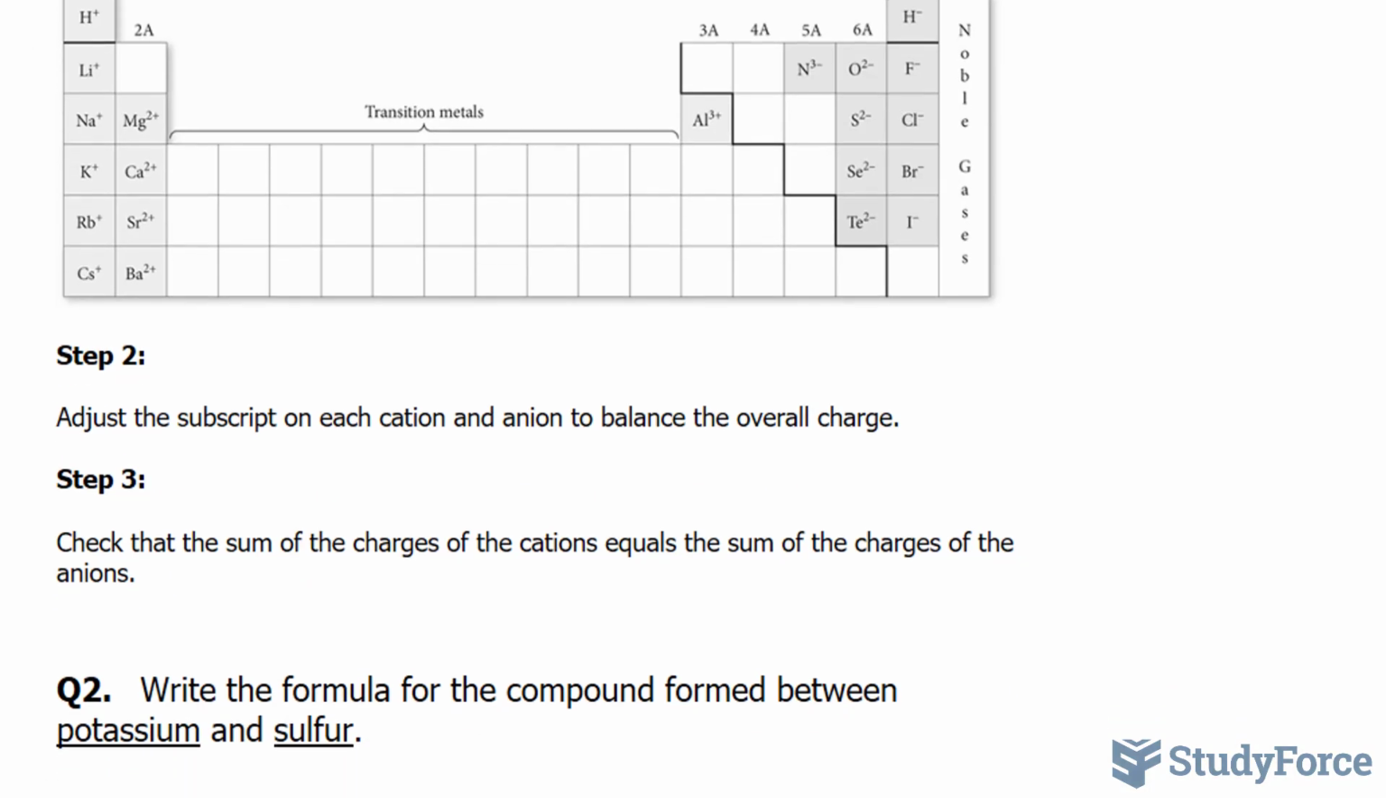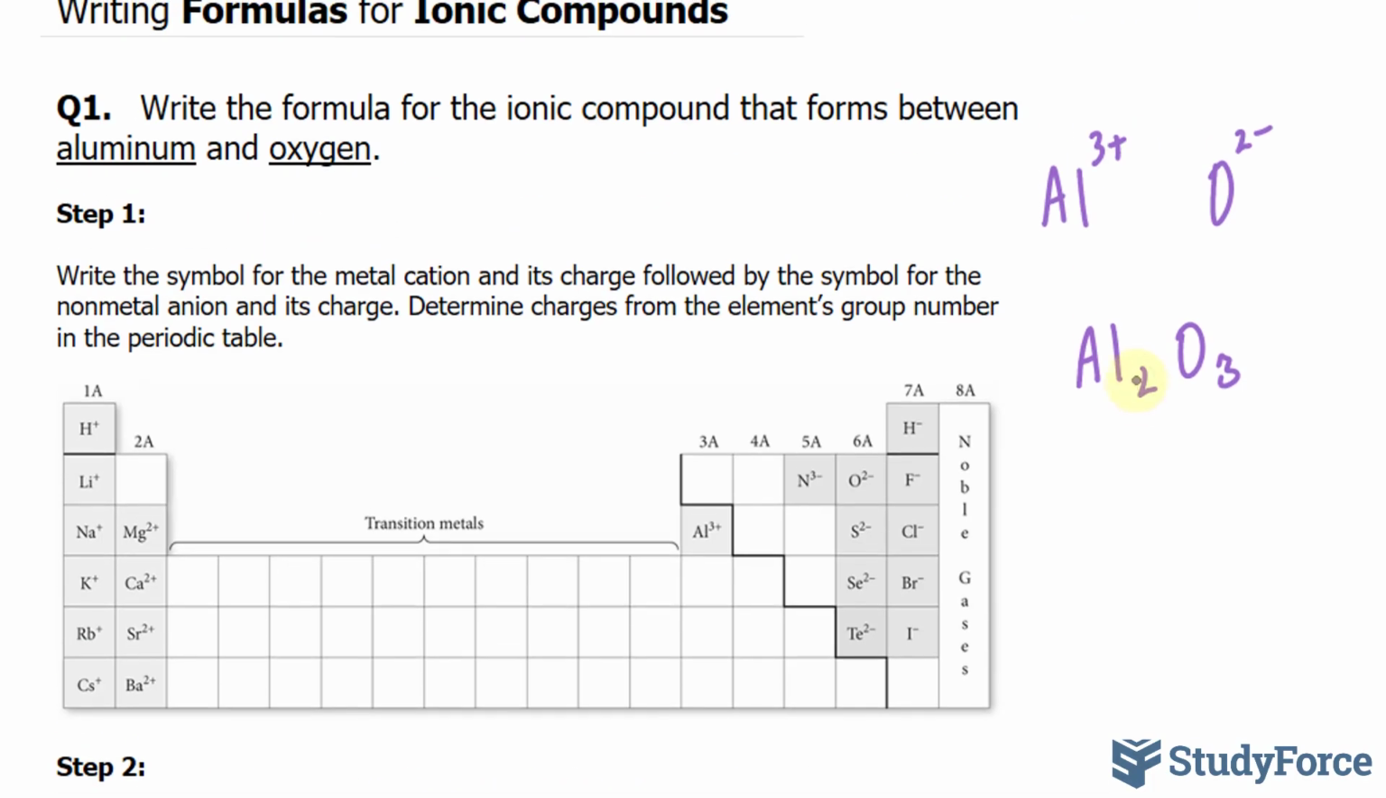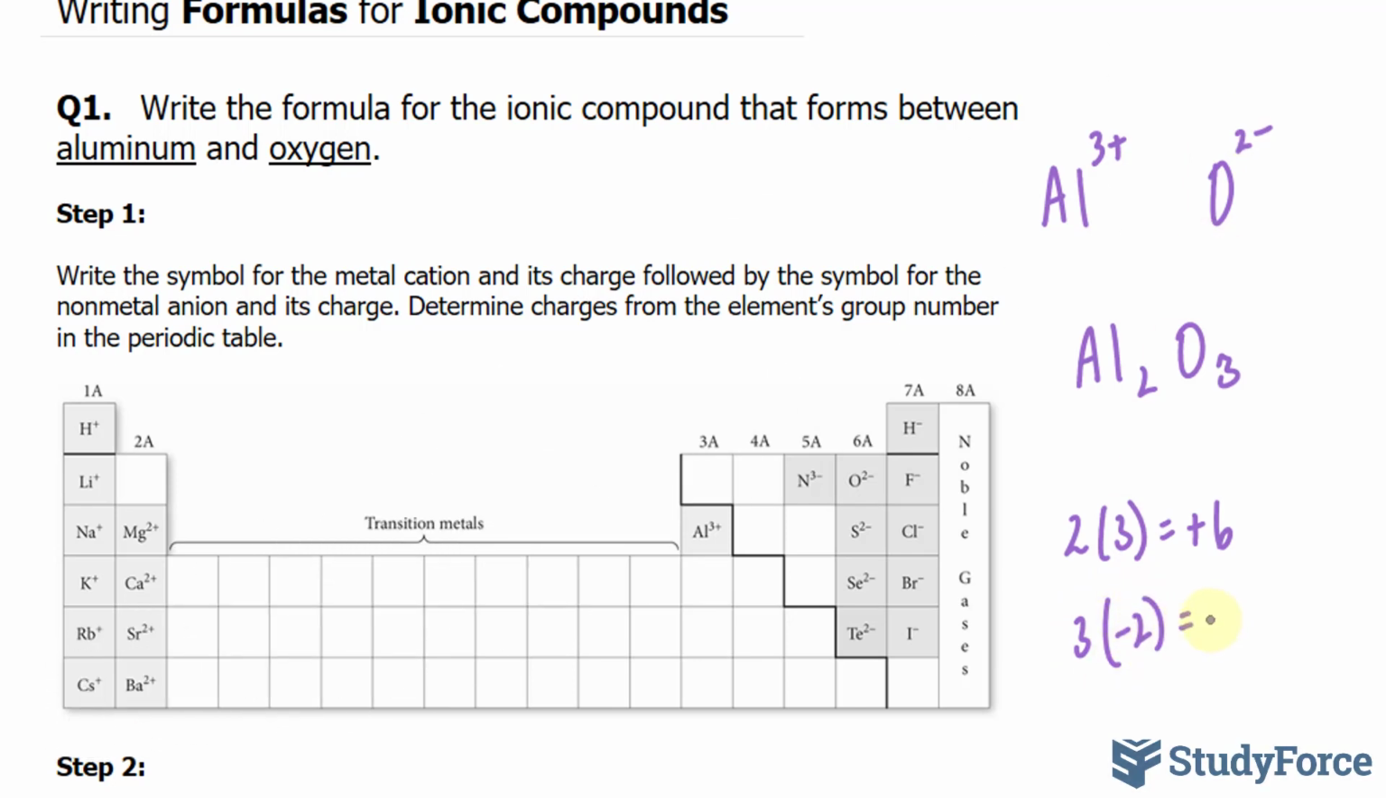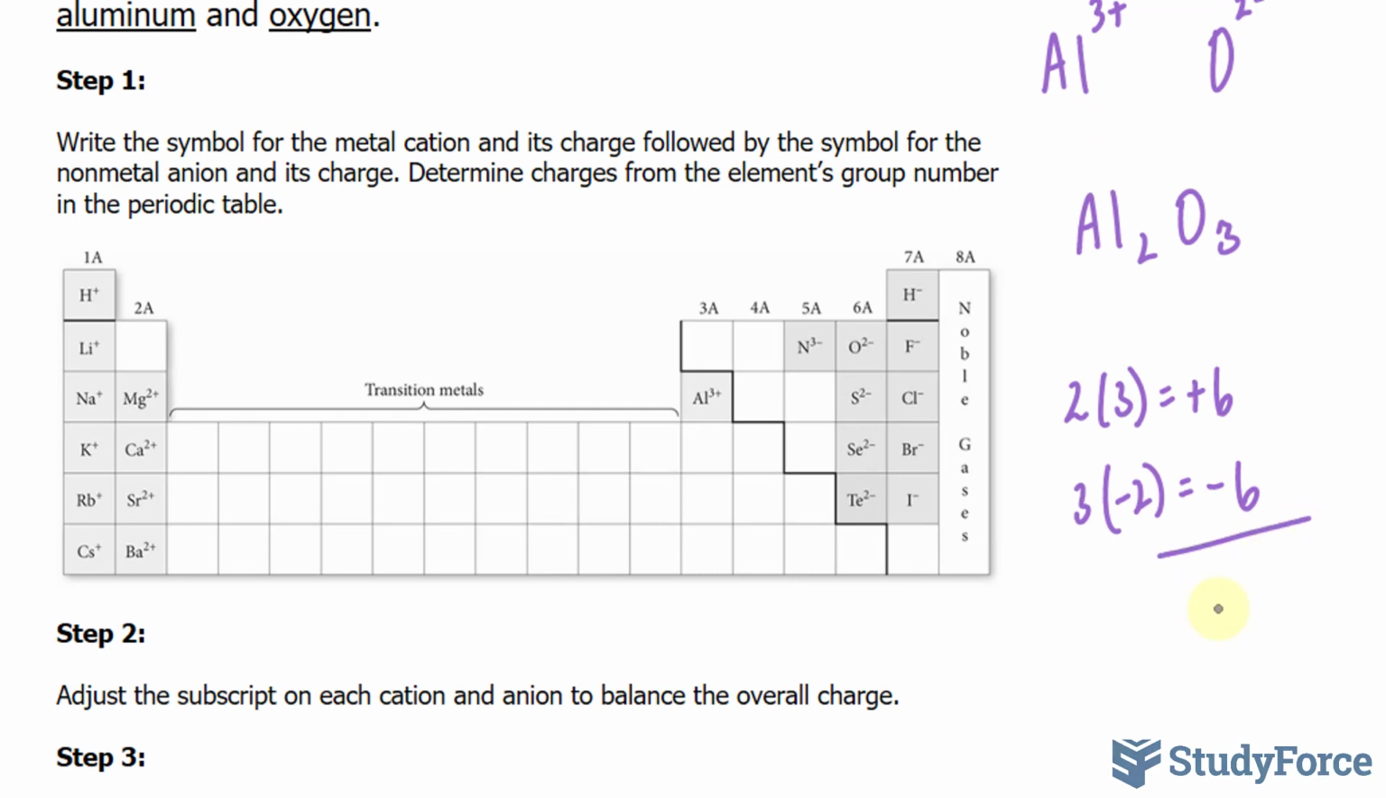And in step 3, they want us to check the sum of the charge of the cations equal to the sum of the charge of the anions. What that means, and this step is optional, is that you take this number 2 and multiply it to the positive 3. We end up with positive 6. You take this 3 and you multiply it to the negative 2. This gives us negative 6. If when you add these two numbers you end up with 0, you've done it correctly. So 6 minus 6 is equal to 0. Let's move on to question 2.